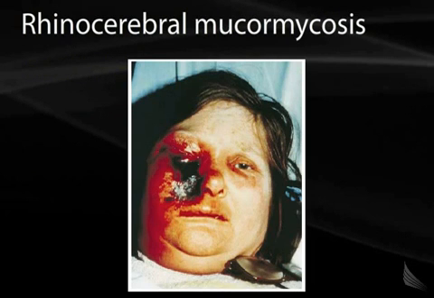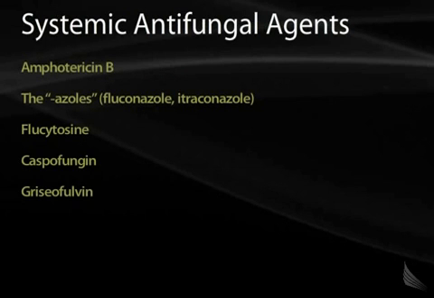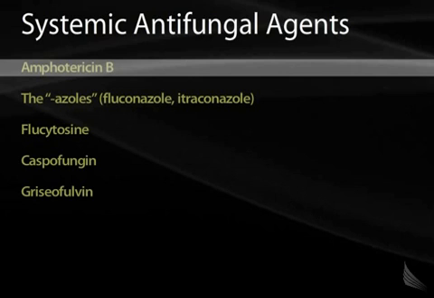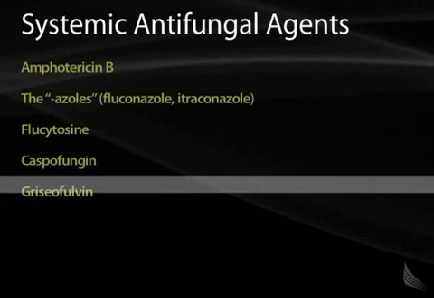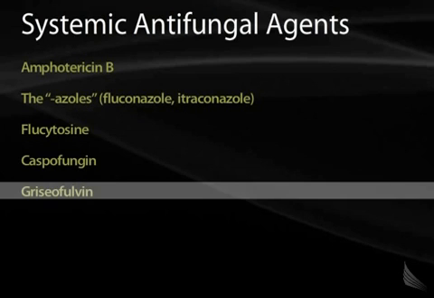As an example, we have rhinocerebral mucormycosis. In a patient that has diabetes, a nasal infection of mucormycosis can actually spread into the sinuses and into the brain and require surgical resection. In a case that a patient does have a systemic fungal infection, the medications that are available to those patients include multiple medications, including amphotericin B, which is considered the strongest usually, the quote-unquote azole family, including fluconazole and itraconazole, flucytosine, caspofungin, and griseofulvin. We'll talk about each of these.